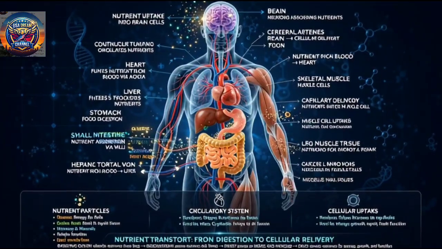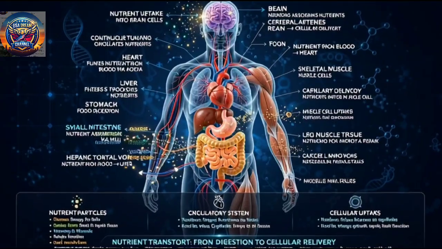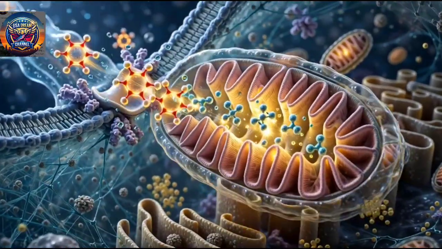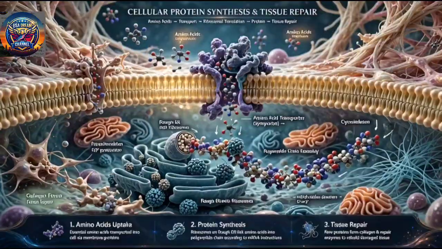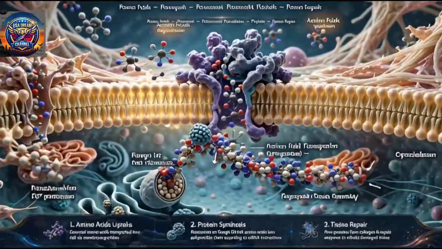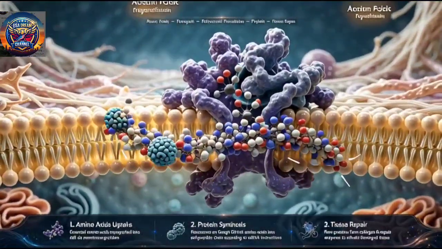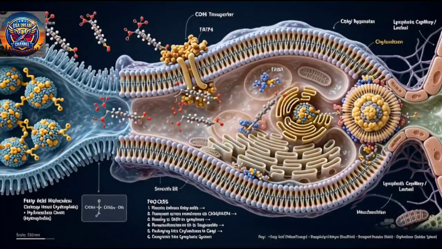Many of these nutrients travel through the portal blood vessels to the liver. The liver processes, stores, and distributes nutrients according to the body's needs. The liver can convert excess glucose into glycogen and store it as an energy reserve that can be used later.